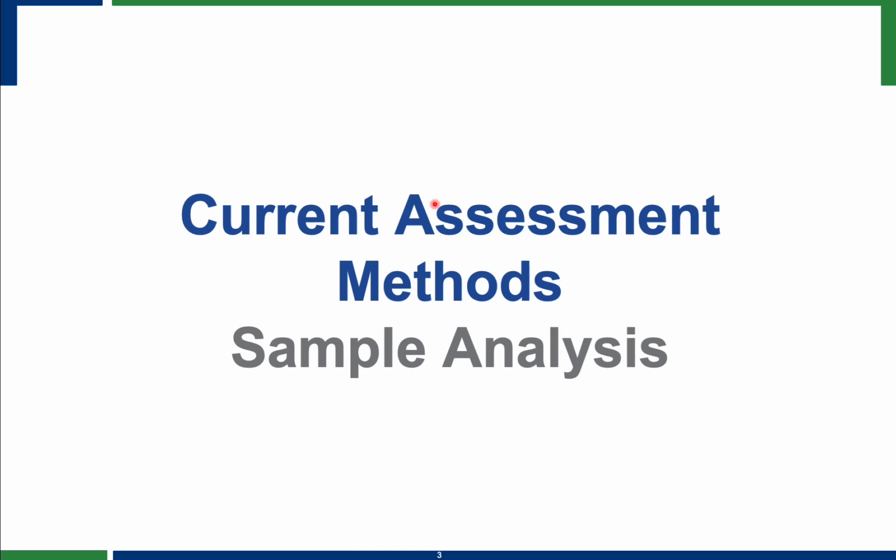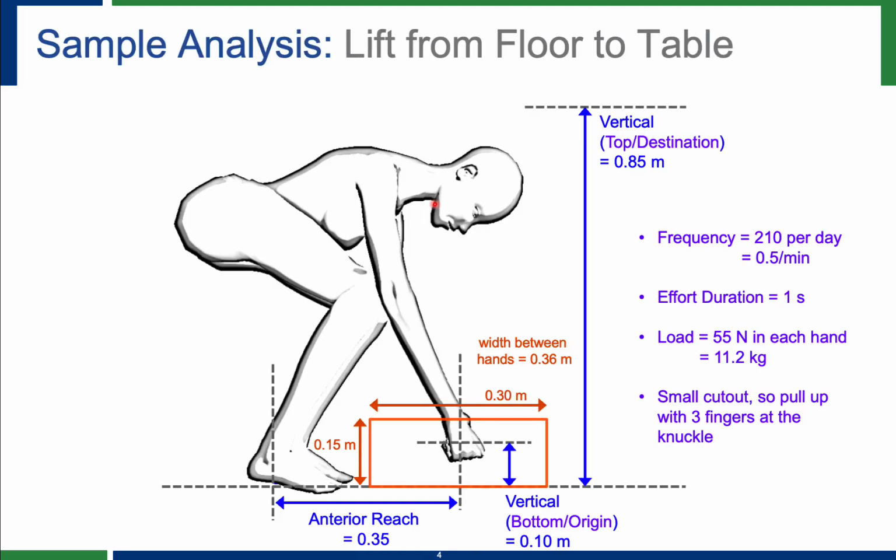So with those inputs, we can look at some of the assessments that currently get done. So I'm going to just do a sample analysis here of a very simple task. This is someone lifting a box with these dimensions. They're reaching at about 35 centimeters, so 0.35 meters. The hands start at about 10 centimeters up, 0.1, and go up to a height of 0.85 meters as they put it on a table. This might be done once every 2 minutes, so about 210 times per day. I typically think of a work day as being 7 hours of work, and then two 15-minute breaks and a 30-minute lunch in an 8-hour workday. So 420 minutes, so about 210 of these per day.